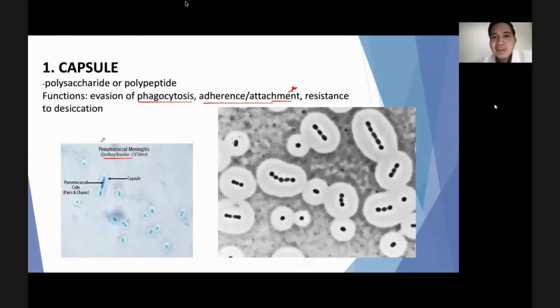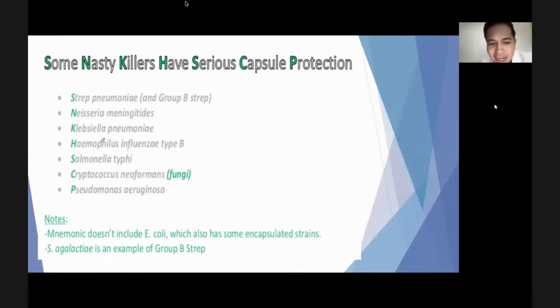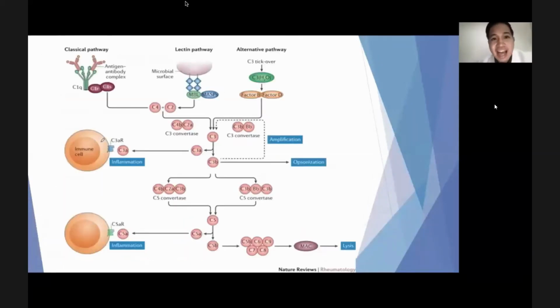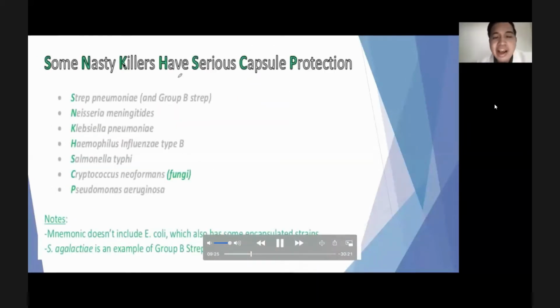So everyone, my dear doctors, naalala pa ba ang complement cascade? Eto. Naalala pa ba siya? So we'll go there later. Ayan, naalala pa ba yan? So that is the complement cascade. Yan po yung ina-alter ng encapsulated bacteria. So we will study this in a while. I'll just show you the examples of these encapsulated bacteria.